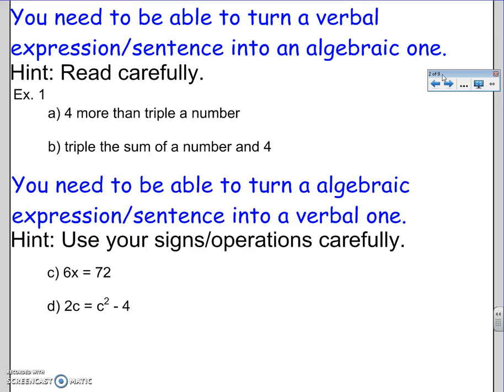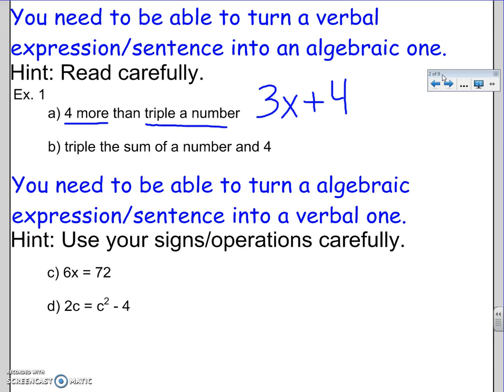For example, 4 more than triple a number. Well, first it says triple a number, so I know that means 3 times whatever, 3x or 3n. I use 3x. So triple what x is, and then 4 more than that. That means 3x plus 4.